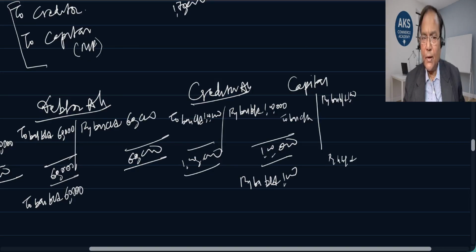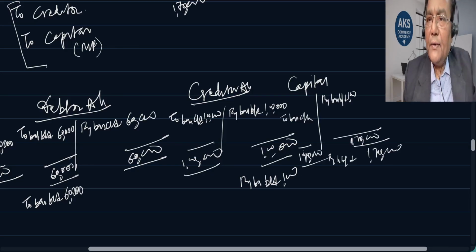Usually assets show debit balance, liabilities show credit balance. So debtor to balance brought down means it is the debit balance. Creditor by balance brought down means it is a credit balance. So debit balance, all assets show; credit balance, all liabilities show. Expenses always show debit balance, and income and gains show credit balance. Capital is a liability, so it shows a credit balance. So here the balance brought down is 1,70,000. This is the total 1,70,000. I hope this is clear. This is how entries are made.